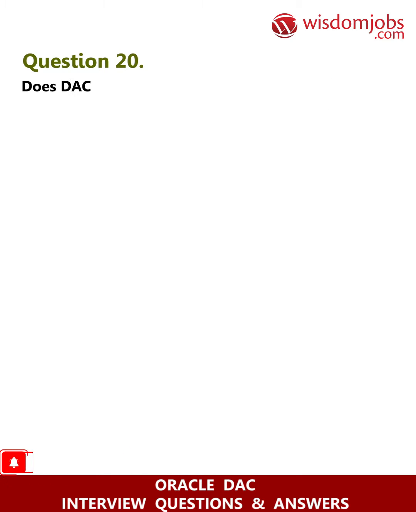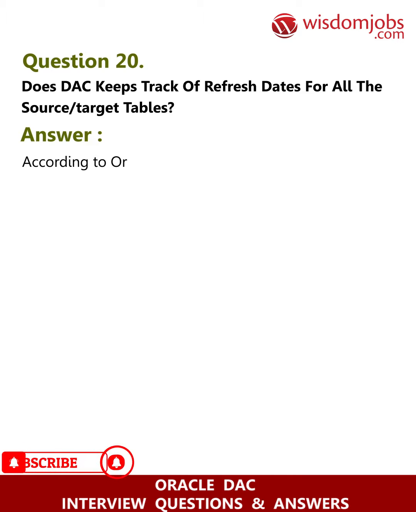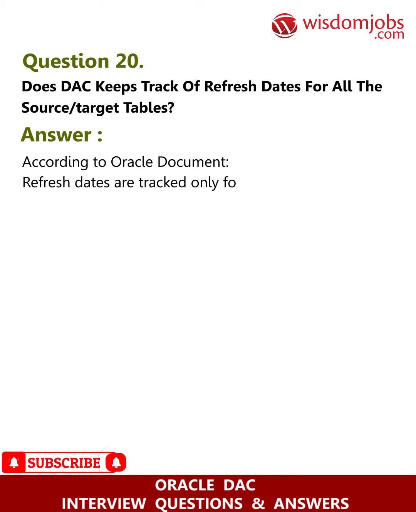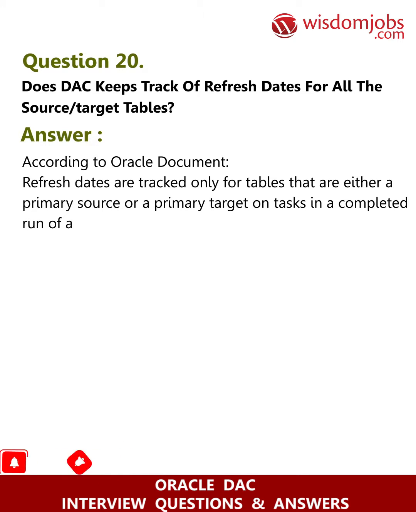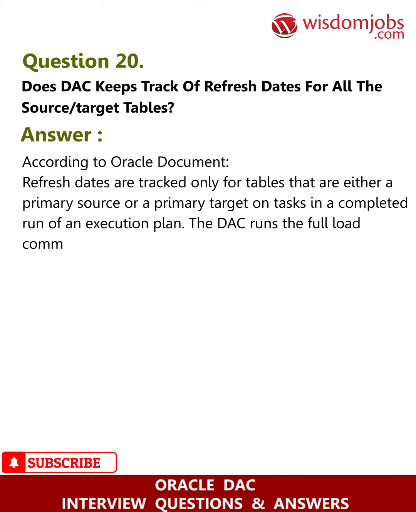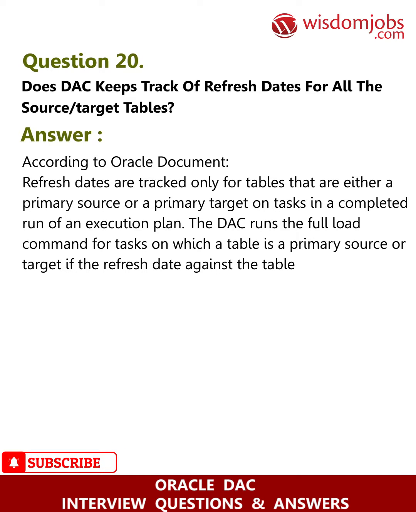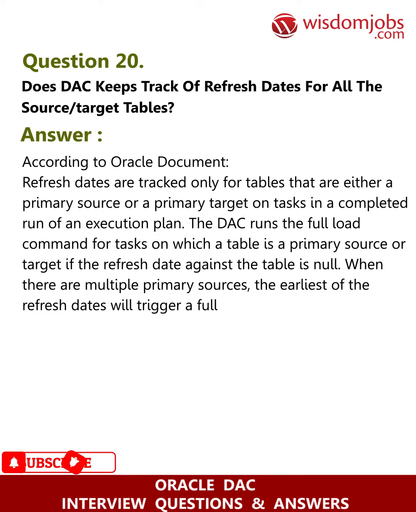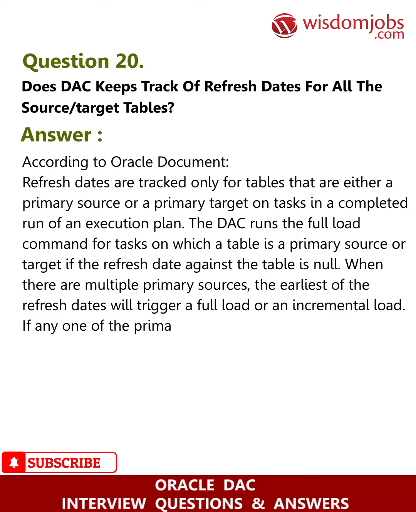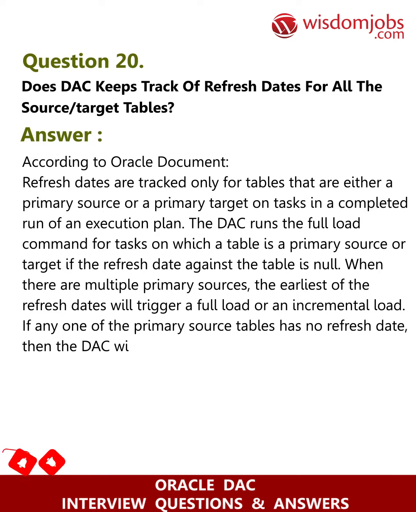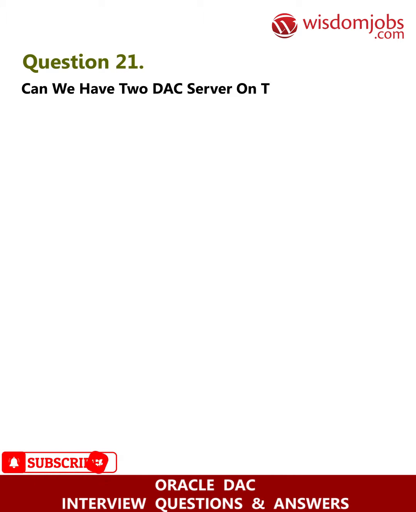Question 20. Does DAC keep track of refresh dates for all the source/target tables? Answer. According to Oracle document, refresh dates are tracked only for tables that are either a primary source or a primary target on tasks in a completed run of an execution plan. The DAC runs the full load command for tasks on which a table is a primary source or target if the refresh date against the table is null. When there are multiple primary sources, the earliest of the refresh dates will trigger a full load or an incremental load. If any one of the primary source tables has no refresh date, then the DAC will run the full load command.